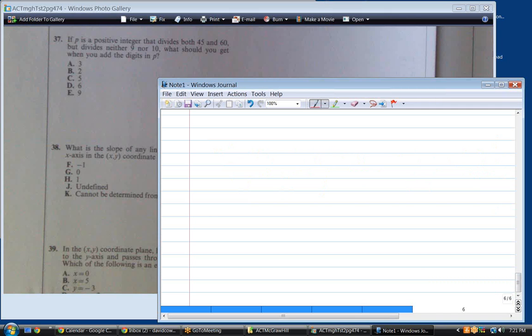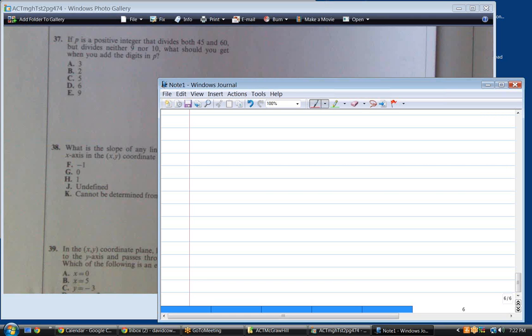This one is hard to understand just because of the way they word it. P is a positive integer that divides both 45 and 60. So it could be like 15, right? Or it could be 5. Or it could be 3. But it divides neither 9 nor 10, so it can't be 3, it can't be 5. So 15. So would that be 6? Is that what it's asking?